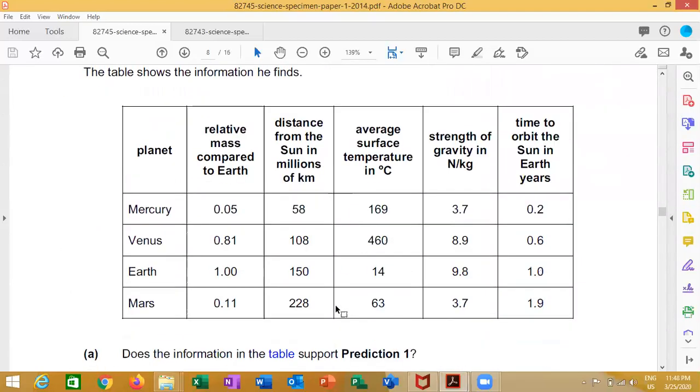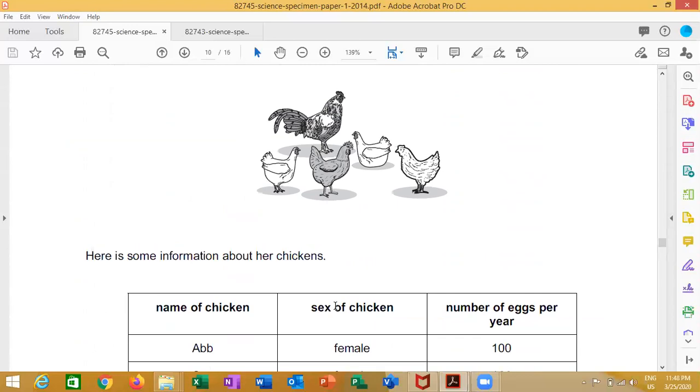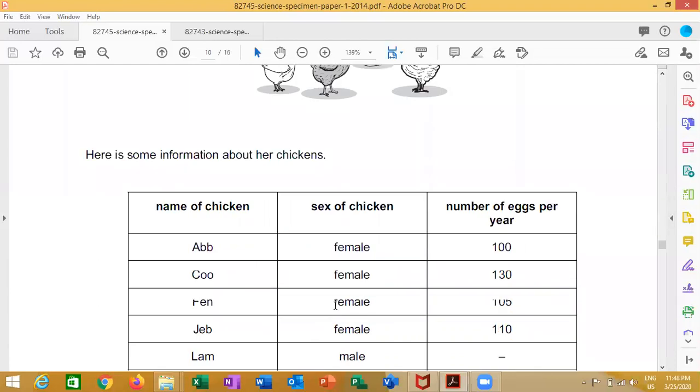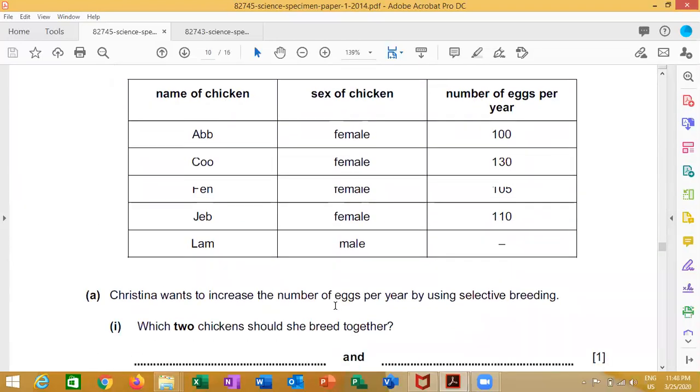Next one. Question 7. This question is about selective breeding. Again, let's revise quickly what is meant by selective breeding. Selective breeding means choosing the desired features that you need in the living organisms, breeding them together in order to get these features in the offsprings and repeating the breeding again between the offsprings. Here in the table, the information about chickens, they want you to breed the chicken in order to increase the number of eggs. Of course, here the reproduction will happen between male and female. The only male here is lamb, so the first answer should be lamb.